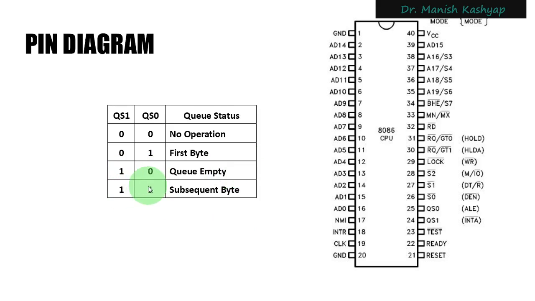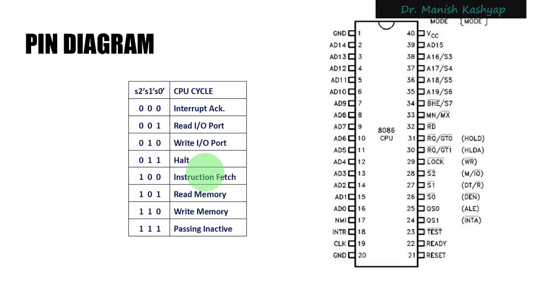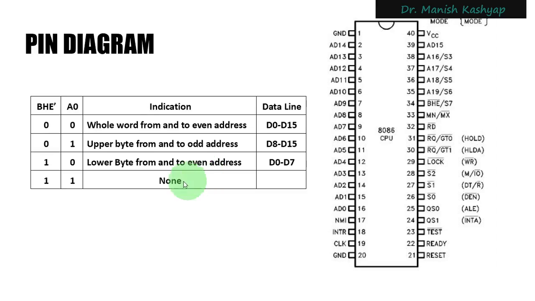Then after that, if 1 1 is the status, that means a subsequent byte has been accessed. Either it is the first byte or it is a subsequent byte. The subsequent byte may be second, third, fourth, fifth, or sixth. If any byte other than the first byte has been accessed, then it is a subsequent byte. So the status of QS0 and QS1 will let you know that, right? After discussing this queue, let us now move on to another thing. This complete set of minimum and maximum mode pins has also been discussed with their relevant meanings.